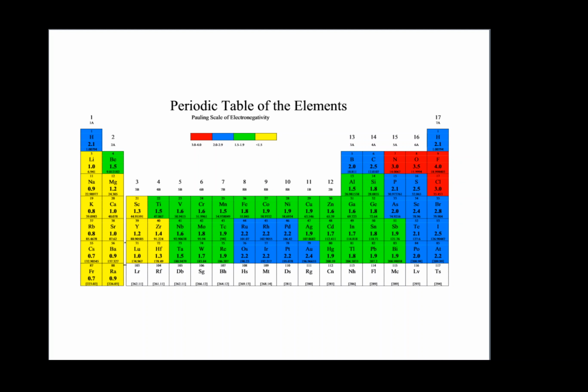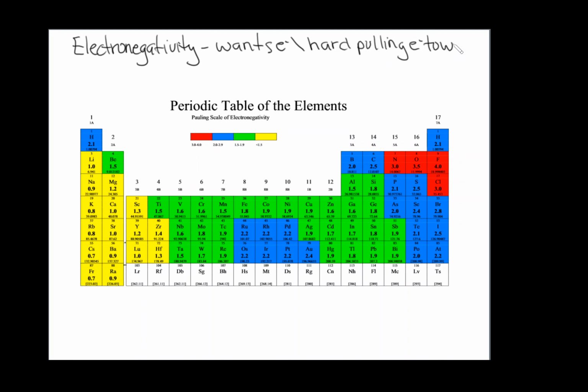Today we are going to be talking about electronegativity. Now, the first question is, what is electronegativity? And that is based on how much an atom wants electrons. So electronegativity is how much it wants electrons, or another way is how hard it is pulling electrons towards itself. Okay, so basically it is wanting electrons.